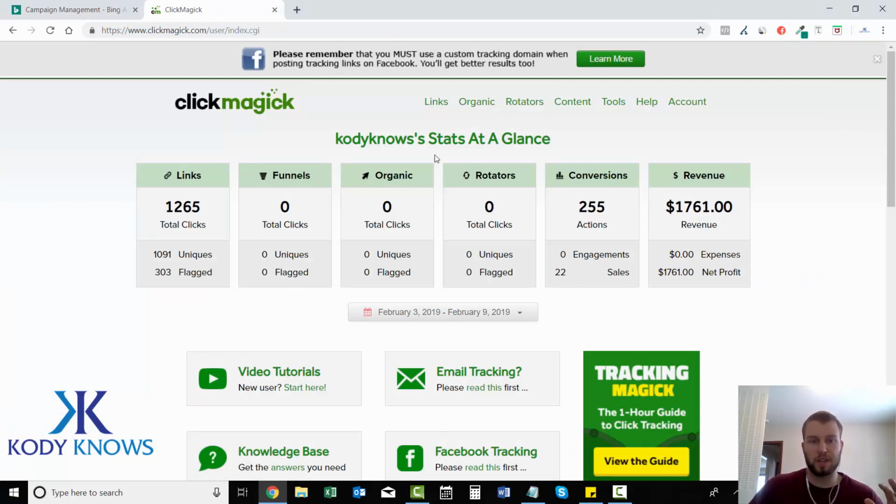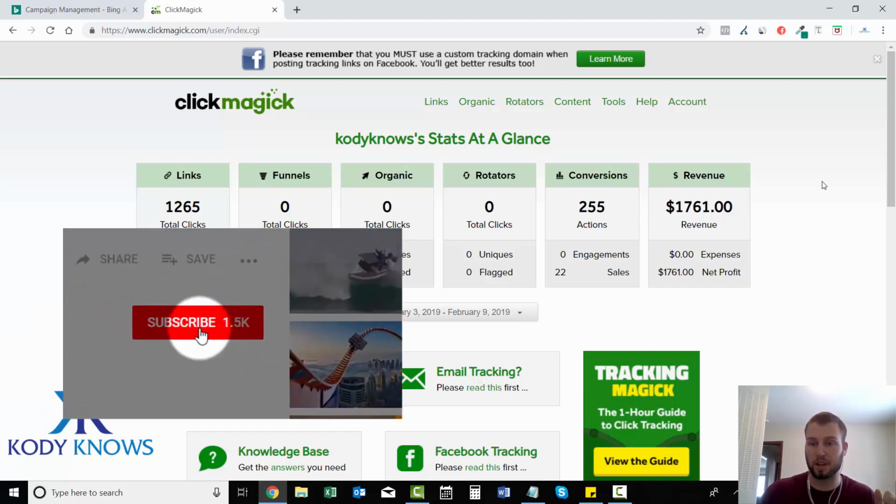And here's a little motivation for you guys. These are my stats from the past week, from February 3rd to February 9th. I spent a little over $700 in the past week on Bing Ads, and the total revenue is $1,761. So I made about $1,000 or so in the past week using these strategies that I've just taught you guys in the past however many videos. This isn't me saying, oh my God, look at how much money I'm making. This is me trying to motivate you guys to take my training seriously because there's so much money to be made with Bing Ads and affiliate and CPA marketing.